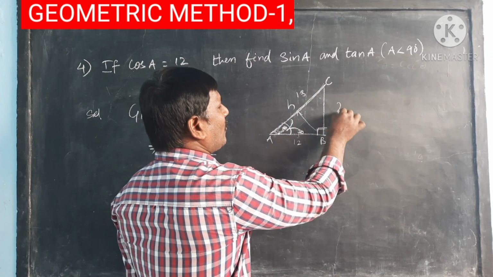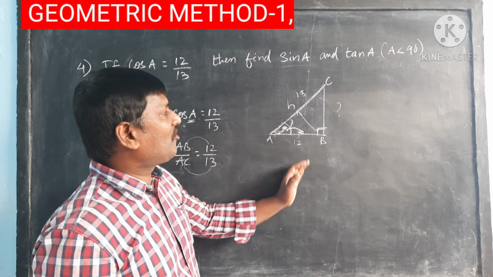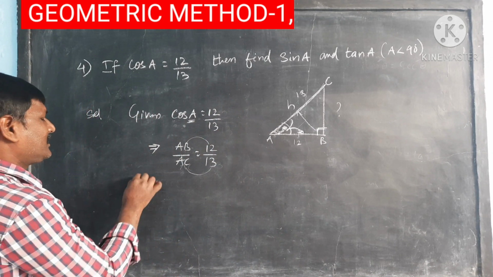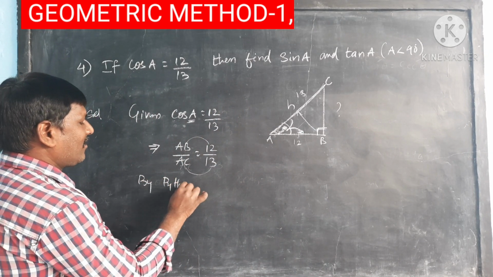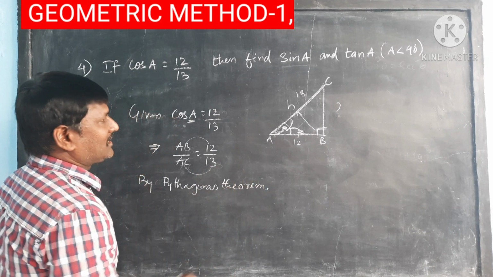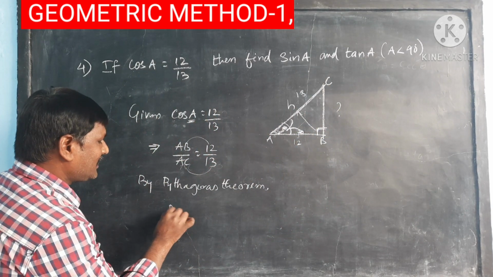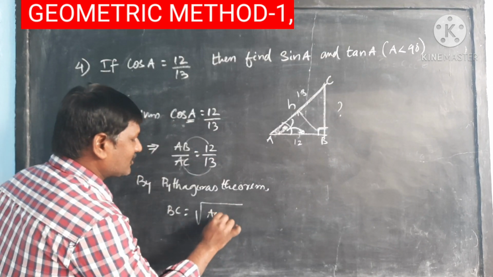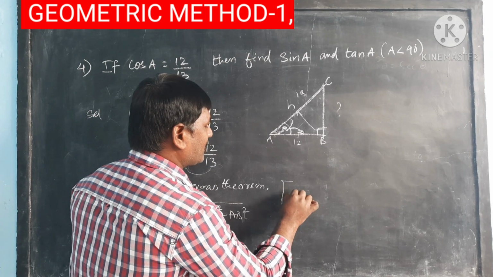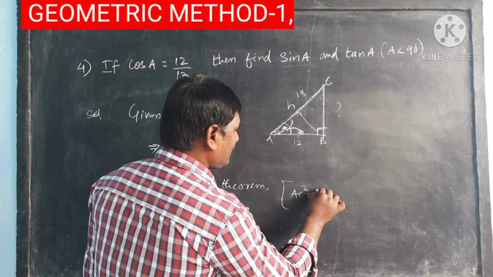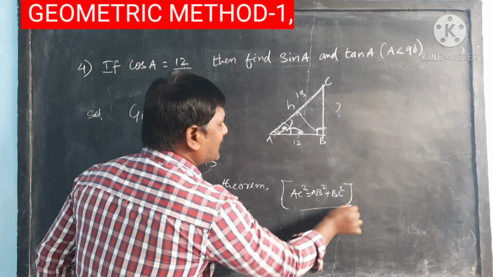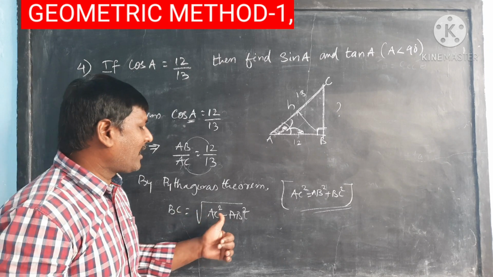Then BC is unknown. Now we have to find the value of BC using the Pythagoras theorem. By Pythagoras theorem, BC is equal to the square root of AC square minus AB square. This is because Pythagoras theorem says AC square is equal to AB square plus BC square. So out of this theorem we get BC is equal to the square root of AC square minus AB square.